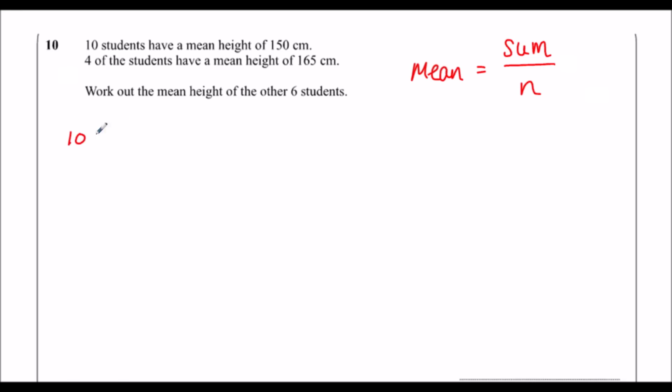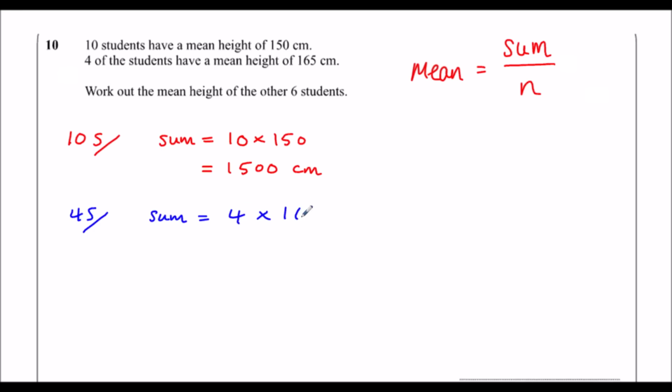So for 10 students, the sum is 10 times 150, which is 1,500 centimeters. For the 4 students, the sum, all their heights added together, is 4 times 165. We can double it and double it again, or we can do a long multiplication. 4 5s are 20. 4 6s are 24. Add on the 2, 26. 4 1s are 4 plus the 2, 6. So 660.